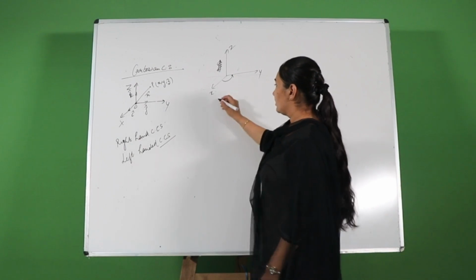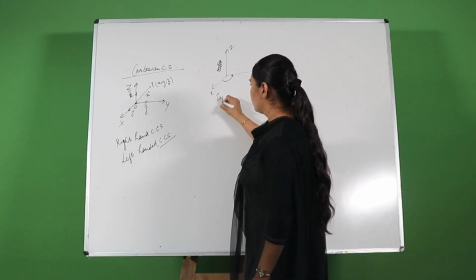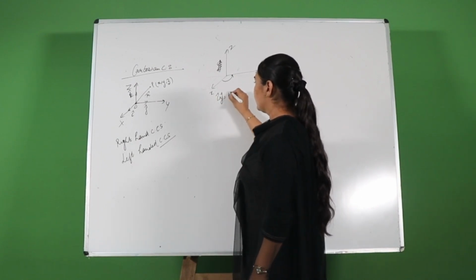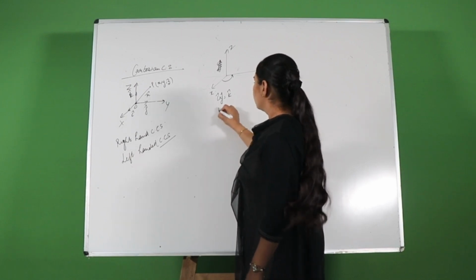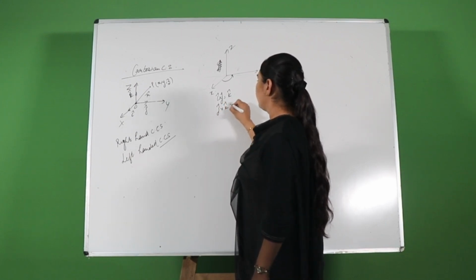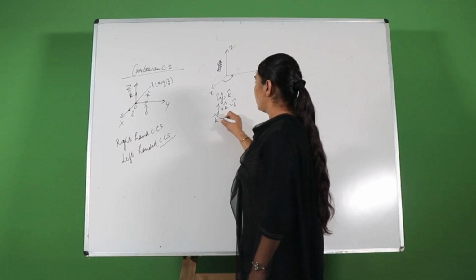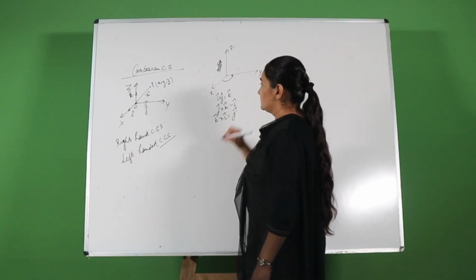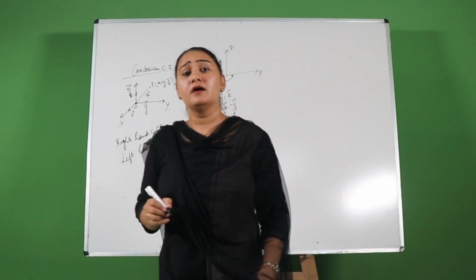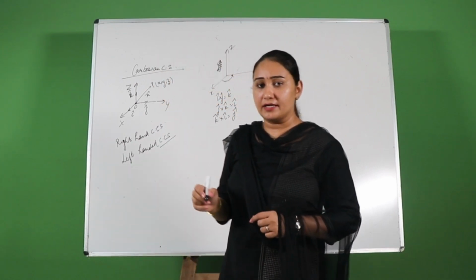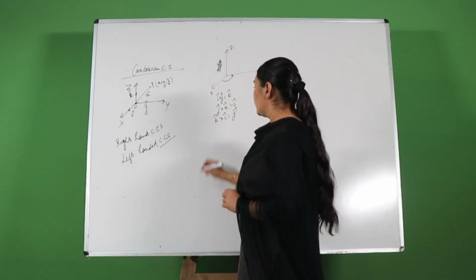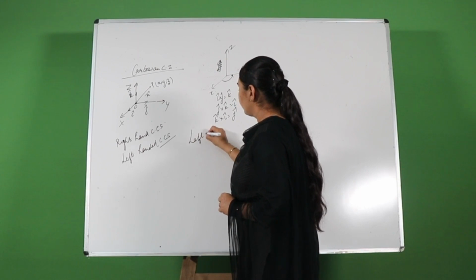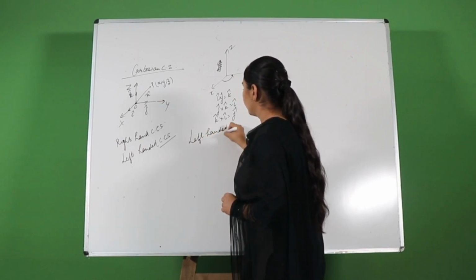Now if I talk about the unit vectors in the right-hand thumb rule, then i cross j will give me k, j cross k will give me i, and k cross i will give me j. This is my right-hand rule, the right-handed Cartesian coordinate system. Now let us talk about the left-handed Cartesian coordinate system.